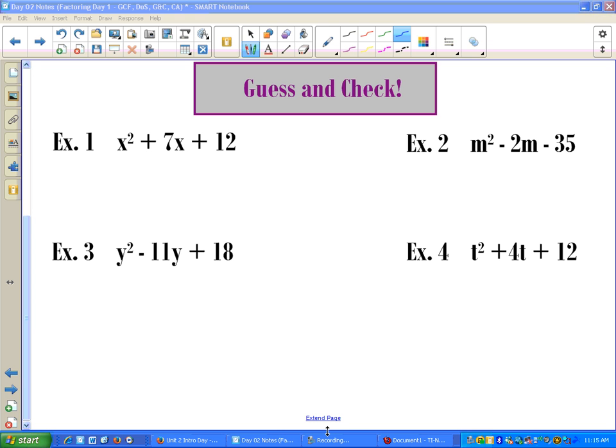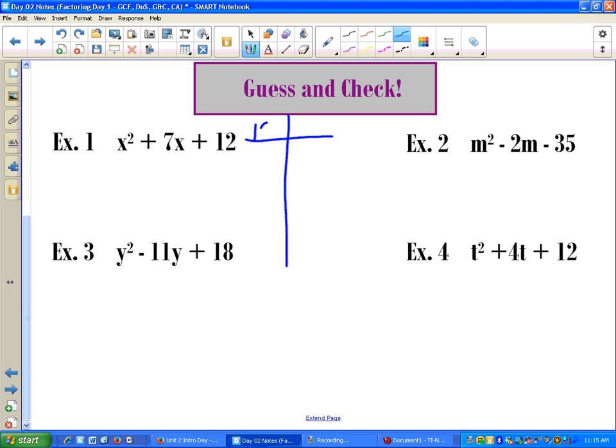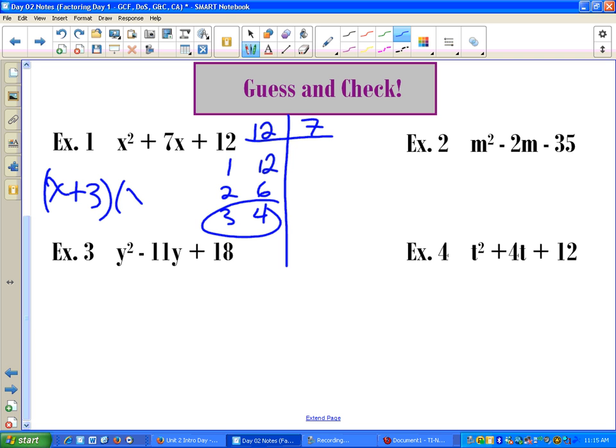When I do it, I ask the question, what multiplies to be 12 and adds to be 7? I use a table because if you really need to, you can list all your factors. Which of these? 4 and 3. So then I have x plus 3 times x plus 4. Okay? This is the most basic kind of factoring.